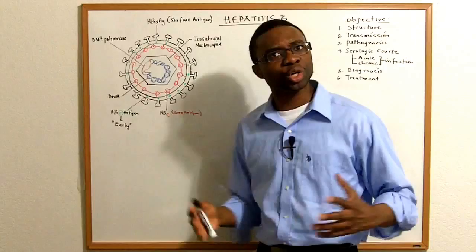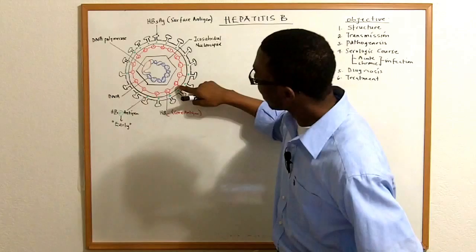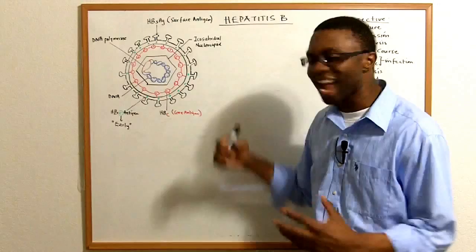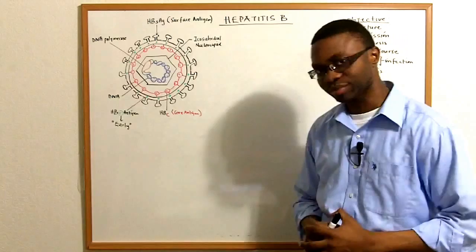Then we move a little bit inside the virus. And we meet this guy that looks like they're in a chain. I drew them out as C. C would stand for what? The hepatitis B core antigen. That's the guy that's inside the virus. That's called the core antigen.